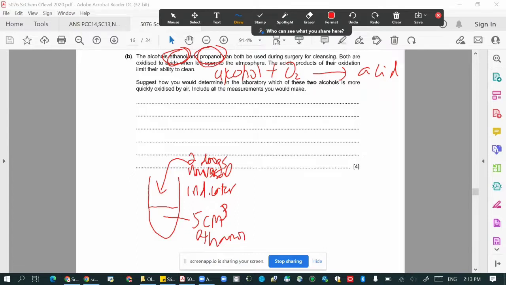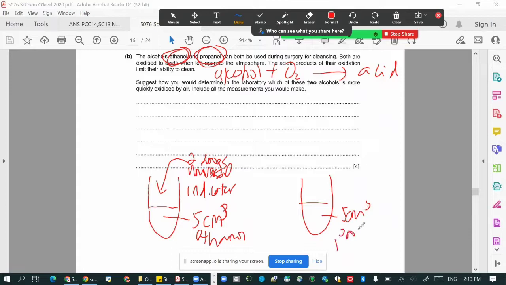And you can do the same thing for the other alcohol, which in this case is 5 cm3 propanol. And then same thing, you have 2 drops of universal indicator. In fact, you can just put it like that: 2 drops of universal indicator to each of the 2 test tubes. Okay, that's the first step, the diagram. Very simple diagram. Then after that, the steps.